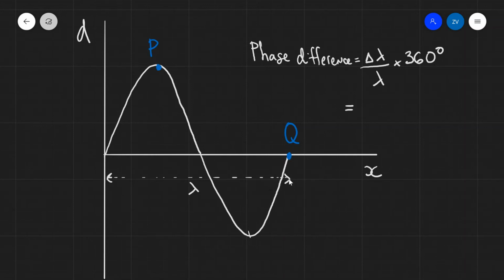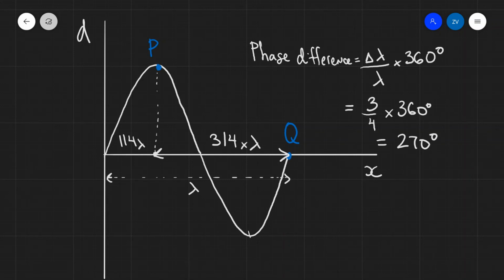Now this over here is the full length, the distance from Q to the origin. P is about a quarter of a cycle in, so this would mean that the distance from this point to Q is actually 3/4 of the wavelength, with this distance here being a quarter of the wavelength. So this will essentially give us a fraction of 3/4 times 360, which is equal to 270 degrees, which is the phase difference between points P and Q.